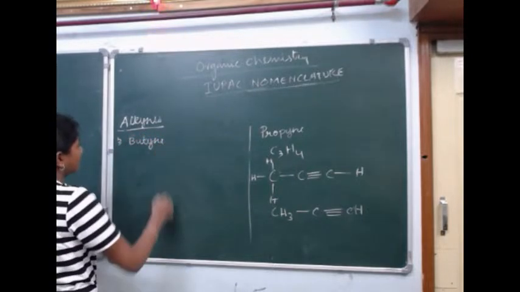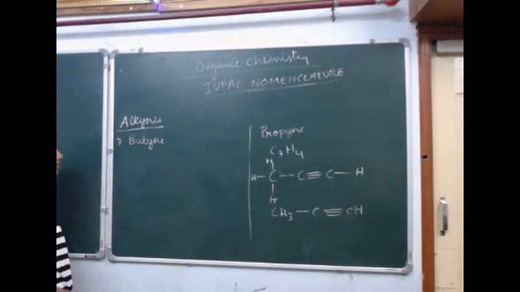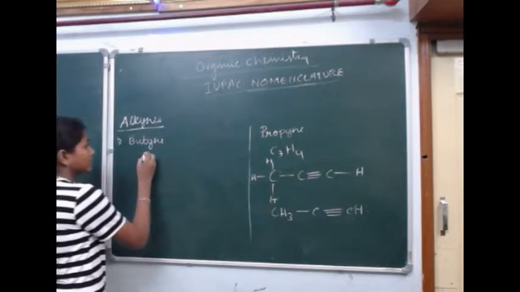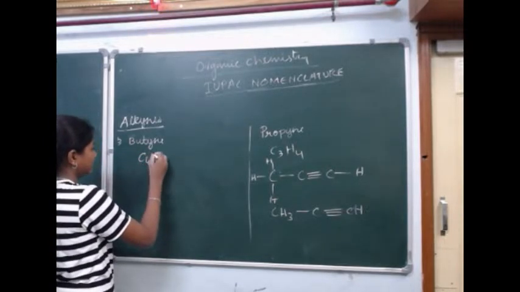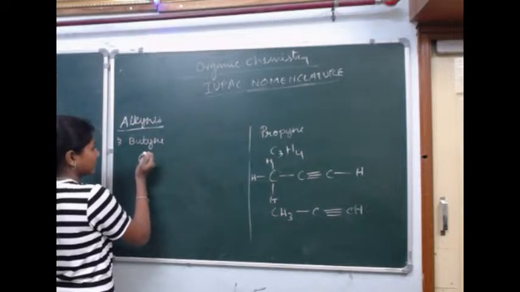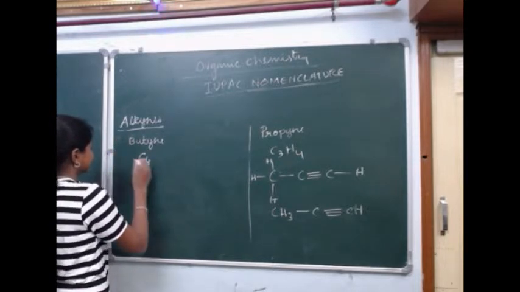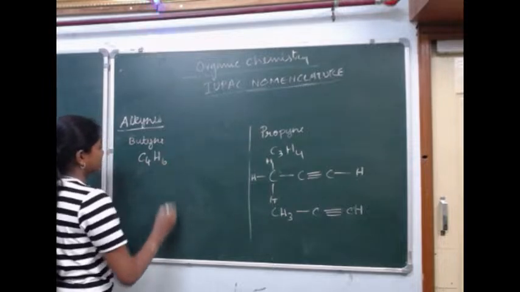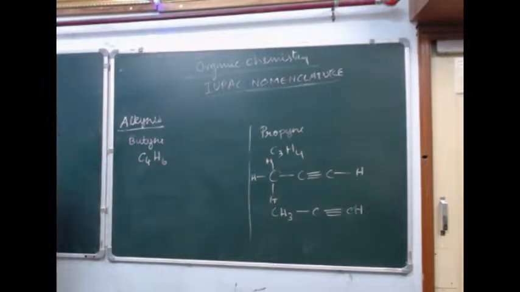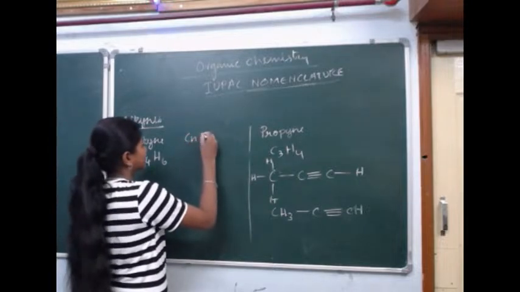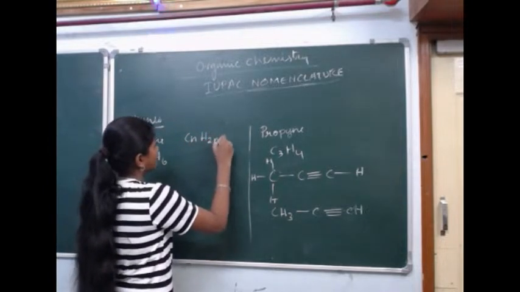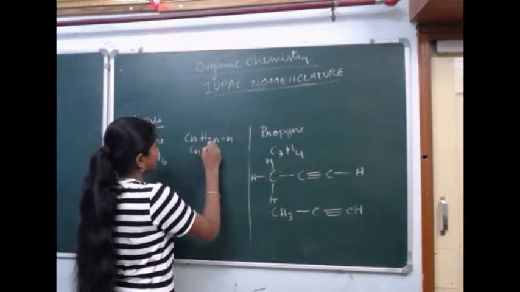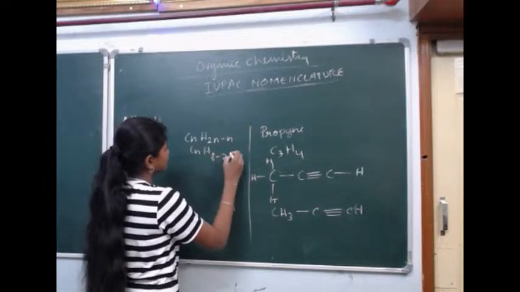Alkynes, butyne. Don't write 3-butyne, simply write butyne. But means 4. So C4H6. Why? Write down the general molecular formula: CnH2n minus 2. So 2 fours are 8, 8 minus 2 is 6. Okay.